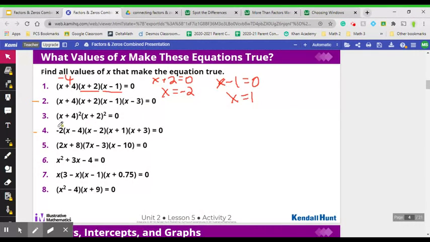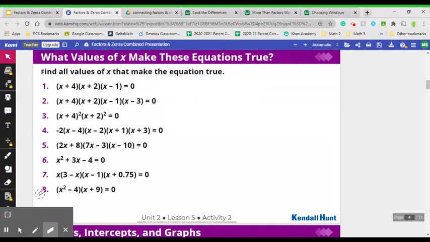Some other ones we want to point out is number 3. We have parentheses that have been squared here. So we've talked about parentheses in general before, in that when you have a parentheses squared, just remember that x plus 4 parentheses squared means that you're doing x plus 4 times itself. So we have that times another x plus 4. And then you have 2x plus 2's.